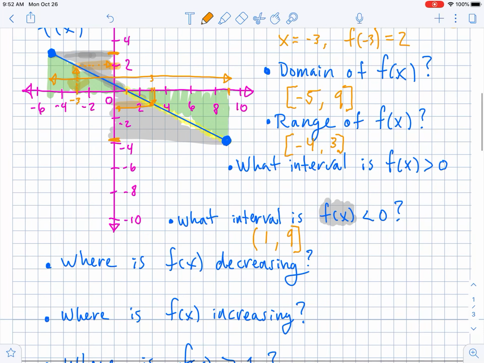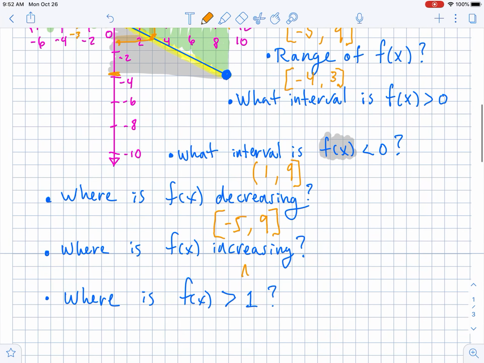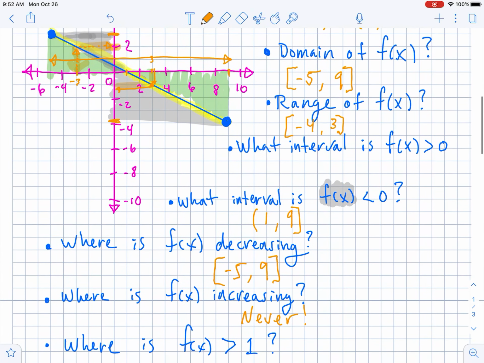Interesting problem. Where is f of x decreasing? Remember that you read a graph left to right, and this entire graph is going downhill the entire time. So it's decreasing constantly from -5 all the way up to positive 9. Where is it increasing? Well, once again, if you read the graph left to right, it's not increasing anywhere. It's always going downhill. So never.